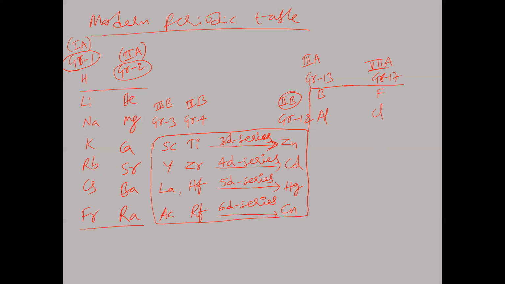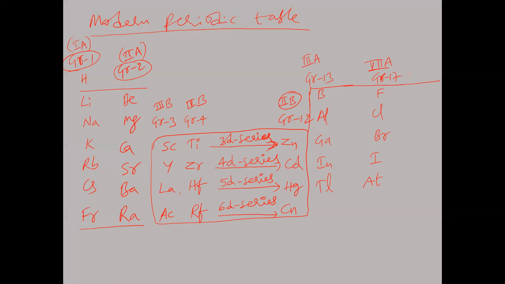Group 13: boron, aluminum, gallium, indium, thallium. Next, group 17: fluorine, chlorine, bromine, iodine, astatine. Okay, this one remember. And group 18 is the next.